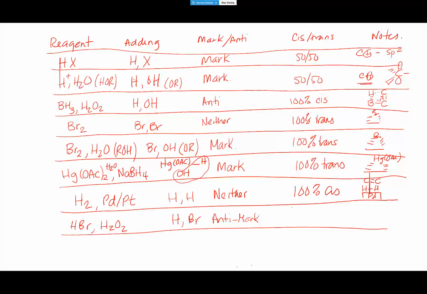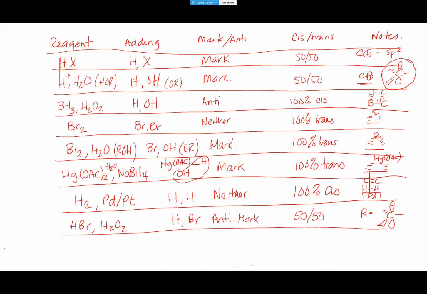Now this goes through a free radical intermediate, which takes me back up here, because a radical is an sp2 hybridized intermediate. So how are the H and the Br going to add? 50-50, because we're going through a radical intermediate, which again means that when the radical adds, it can add 50% to the top, 50% to the bottom. There's no preference for it adding to one or the other.